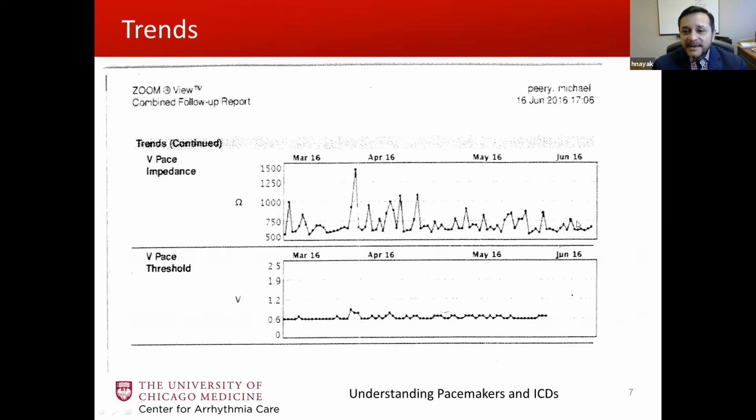This was his pacing impedance trend. There was kind of a spike here, and there are some abnormalities here, right? Remember, his device was placed in 2011, and he has not had any intervention since then to his device. We start to see some fluctuations in his lead impedance. Thresholds were fine. You can see pretty stable.